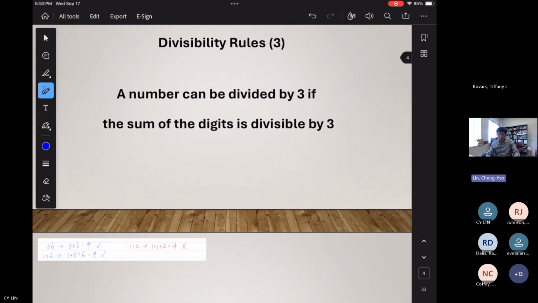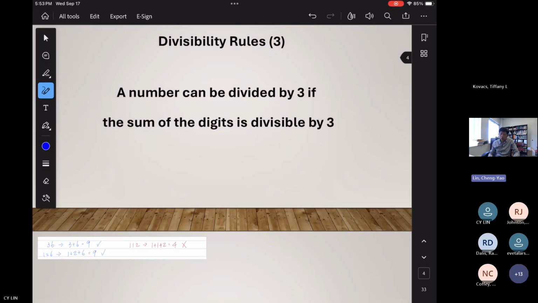Divisibility rule for 3. A number can be divided by 3 if the sum of the digits is divisible by 3, right? So for instance, like 36. We take the digits 3 and 6, so therefore it is 9. So therefore, yes, this is divisible by 3. Does that make sense?